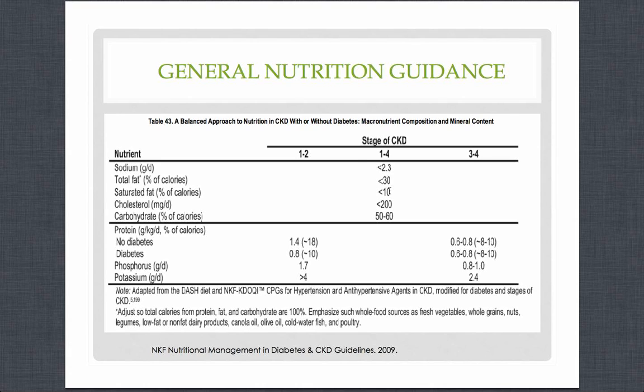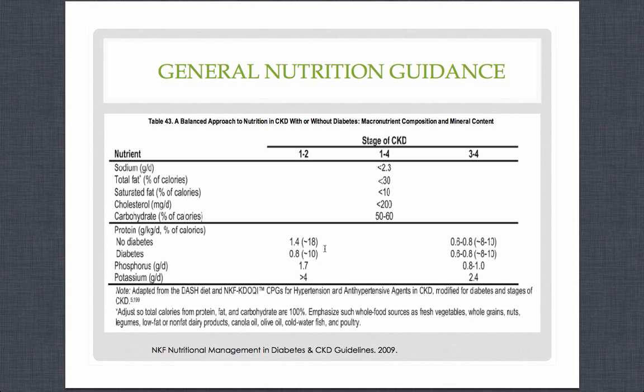So it gives you some really no changes in stage 1 and 2. Or actually, I'm sorry, this is all stages of chronic kidney disease, stages 1 through 4. Sodium less than 2.3 grams per day, total fat less than 30% of calories, saturated fat less than 10% of calories, cholesterol intake less than 200 milligrams per day, 50 to 60% of calories from carbohydrates, again, depending on diabetes status. And then here's some guidance for protein intake.